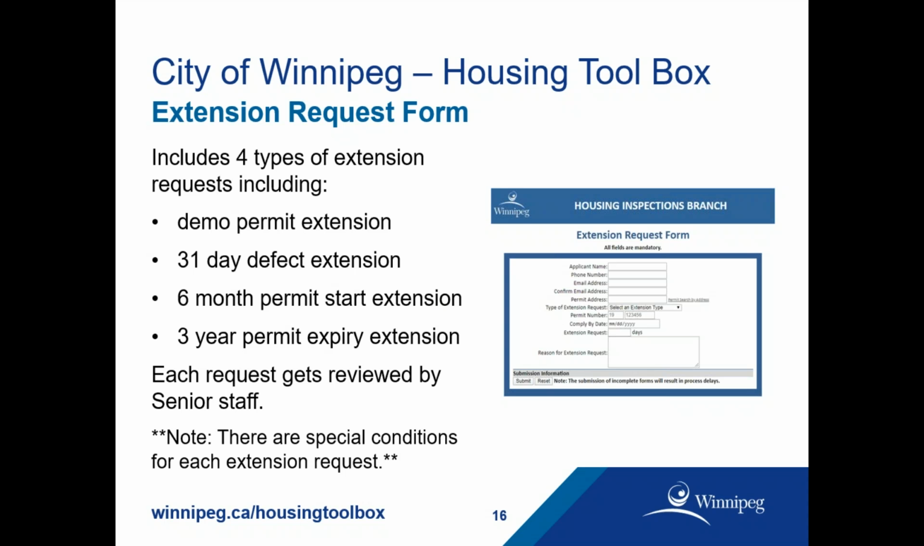We also have the ability to extend deadlines as requested. This can be done through our extension request form. There are 4 types of extension requests that the City of Winnipeg permits. One of those is the demo permit extension, the 31 defect extension, a 6-month permit start extension, and a 3-year permit expiry extension. Each request gets reviewed by senior staff, and there are special conditions for each extension request that are noted on this form.